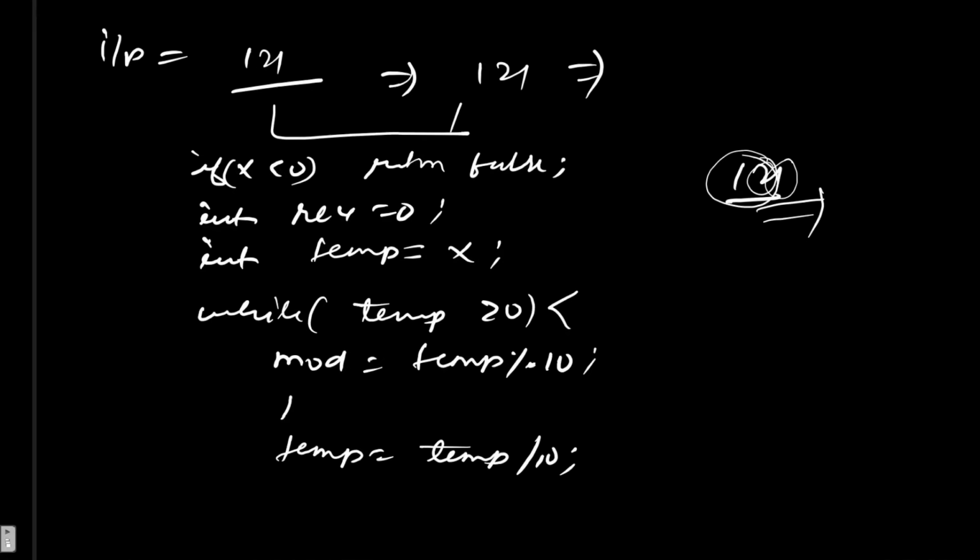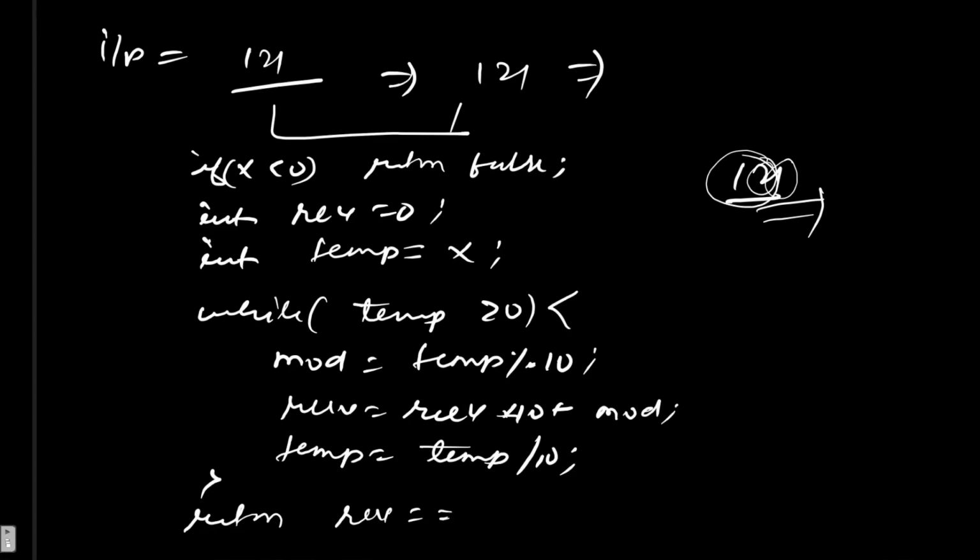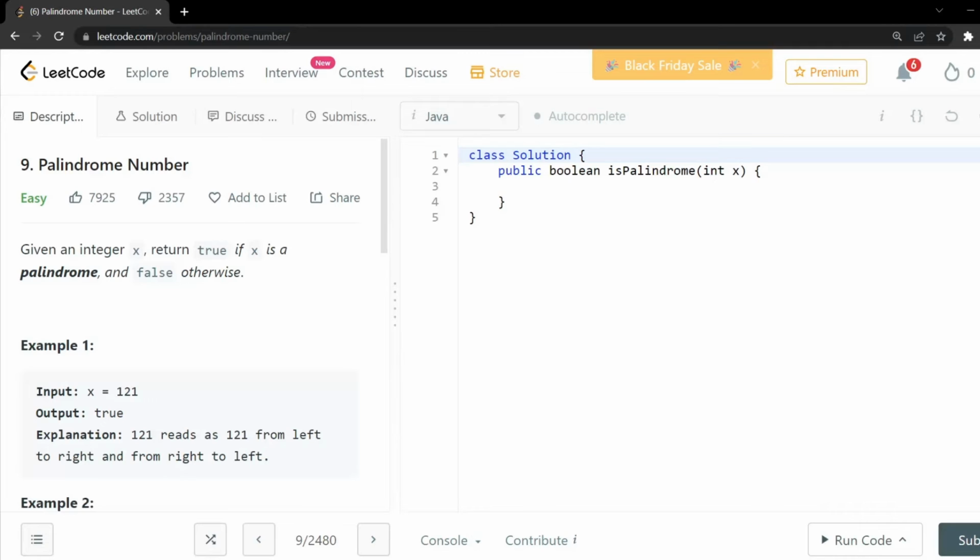Okay, and in between we have to find our reverse value. Reverse is going to be reverse into 10 plus current modulus value. And at last we will compare whether our given number is equal to our reverse number. Okay, so we can see that we can easily find out whether our value is a palindrome or not using this method. Okay, so let's go to the compiler and simply add the code.